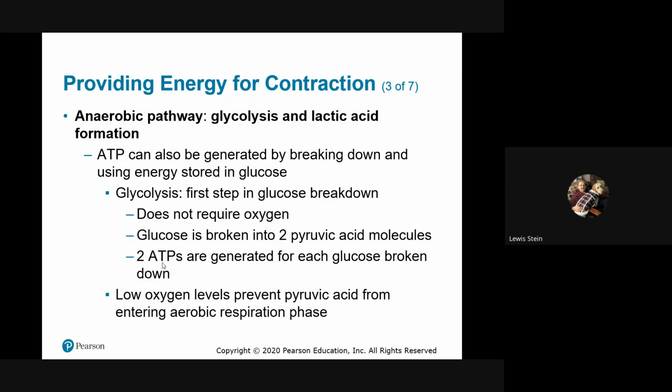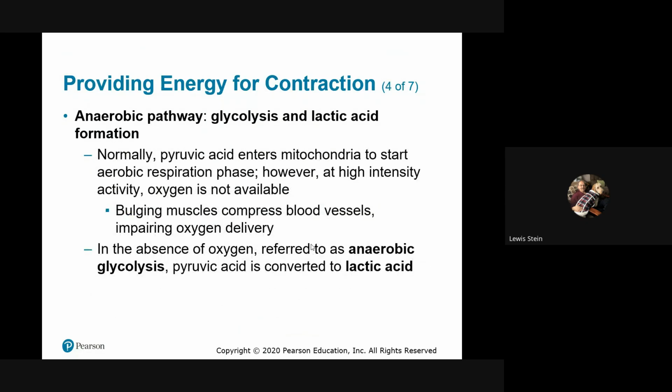The muscle's contracting, the blood vessels can't get in there. You lose the blood supply in those early moments. So low oxygen levels prevent that. And this chemical, which has a fancy name called pyruvic acid, is what actually goes into the mitochondria as long as oxygen is present. So the pyruvic acid usually goes in there to start aerobic, but aerobic means you have to have air. Read that as oxygen. Bulging muscles compress it, impairing the delivery.